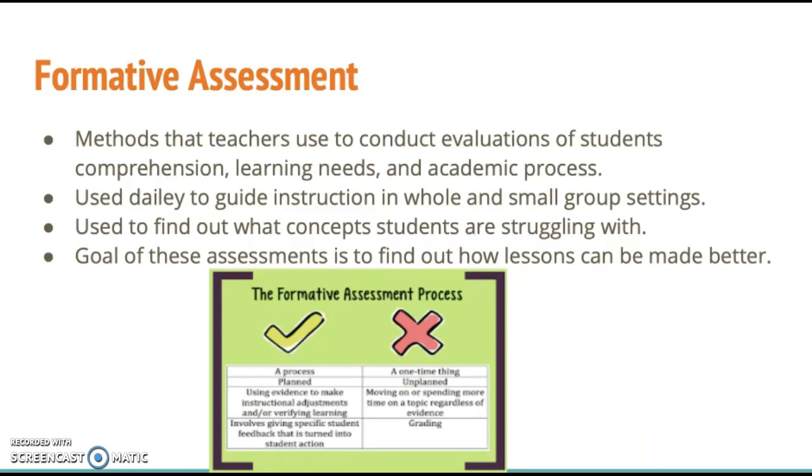What a formative assessment is not: it is not a one-time thing. It is not unplanned. It is not moving on or spending more time on a topic regardless of evidence, and it is not grading.